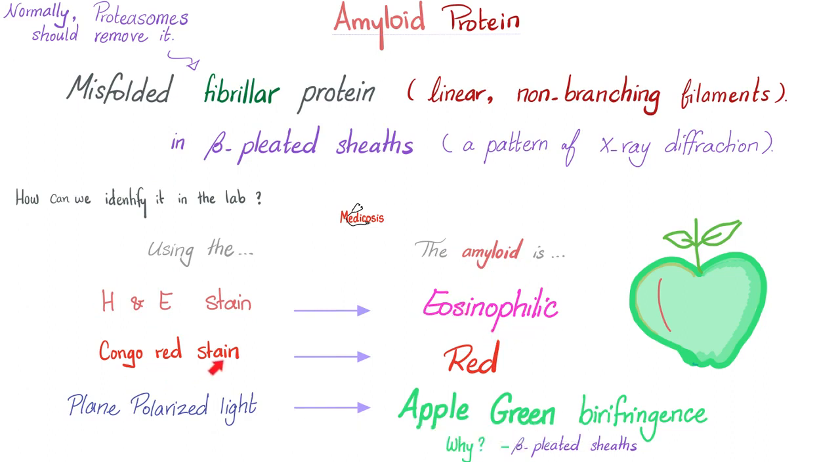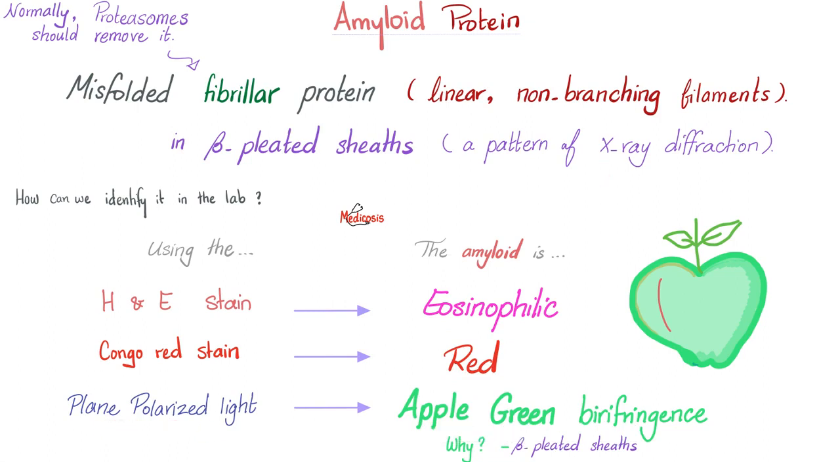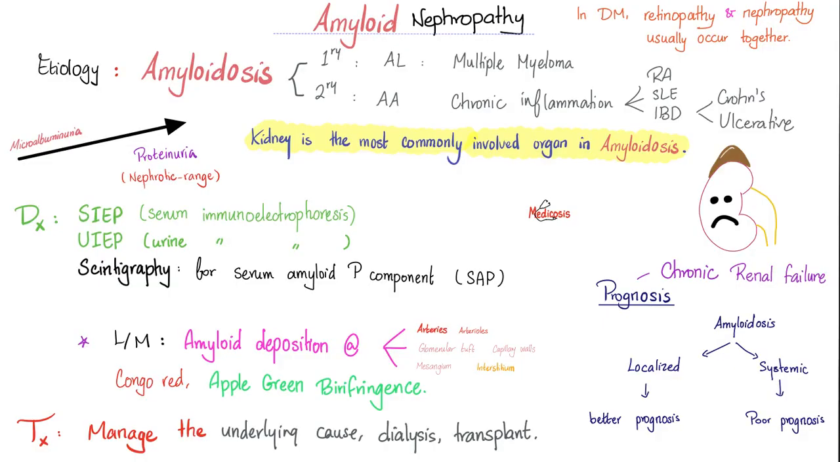By the Congo red stain, it will give you a red that's different from the other parts of the slide, showing you the exact part where amyloid is deposited. If you want to take it to the next level, we use plain polarized light to show you the apple green birefringence. Remember that birefringence literally means birefraction. Some physics, baby. And we can also use scintigraphy, aka nuclear medicine, as we have discussed before in my video on amyloid nephropathy, a nephrotic syndrome for the most part.